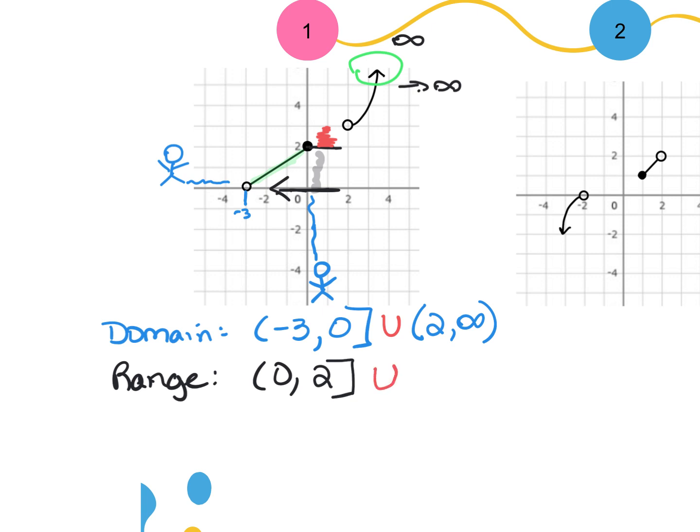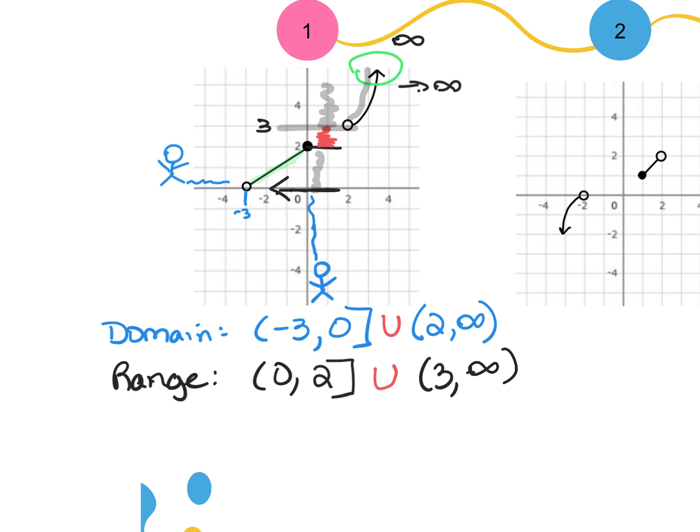And then it's starting up again over here at 3, with an open circle, so it's going to be a parentheses. And then it keeps on going to infinity, because the line keeps going. And that is your range. And these are y values.